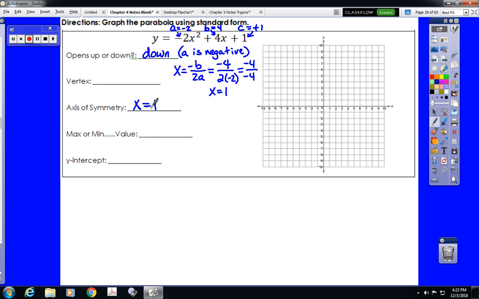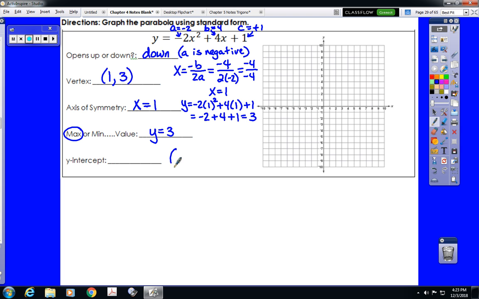Then we're going to plug that value in. Since it opens down, that means the vertex is a maximum value. So we're going to plug in 1 for x, which would be negative 2 times 1 squared, plus 4 times 1 plus 1. That would be negative 2 plus 4 plus 1, or 3. So that maximum value is y equals 3, and my vertex is the point (1, 3).